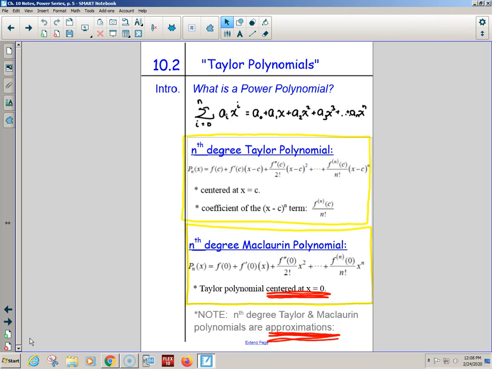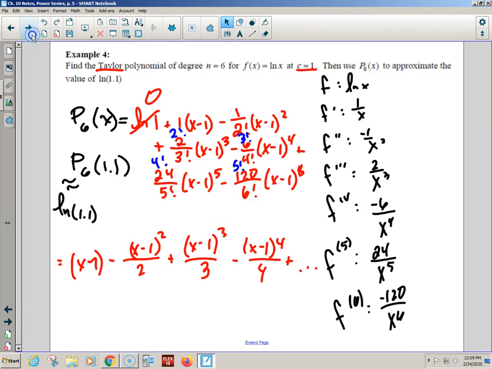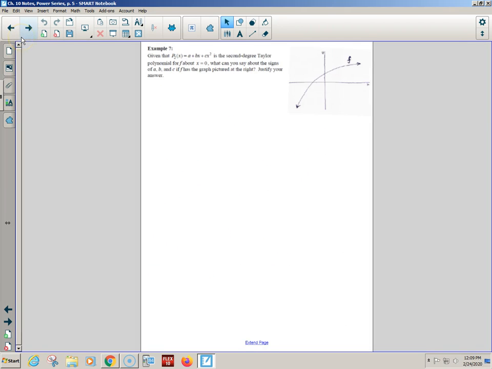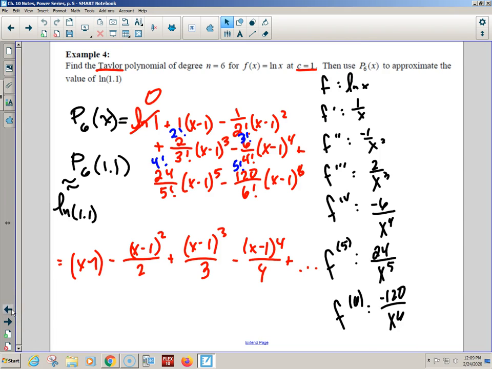So we just need to know a function, be able to find its derivatives, and plug into our formula. So who was our function at the end of the day on Friday? ln of x. At 1, not at 0. How can I see the at 1 when I'm looking at the function? Horizontal shift, right? It's a horizontal shift to the right one. So yeah, c equals 1 I can see in the problem, and in the actual series I can see it with x minus 1.